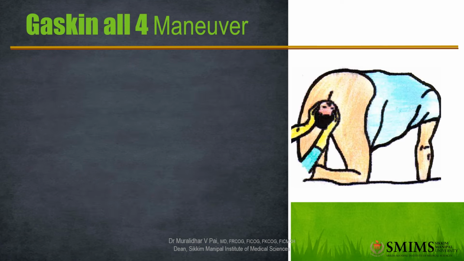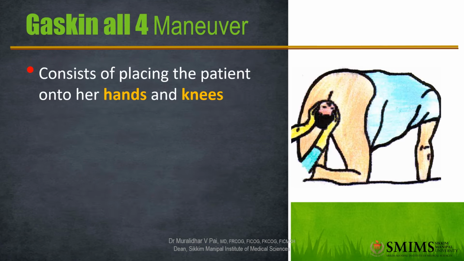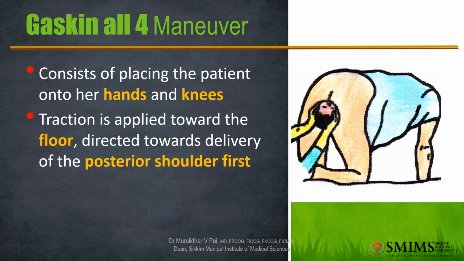In Gaskin's all-4 maneuver, the patient is placed onto her hands and knees. The traction is applied towards the floor, directed towards the delivery of the posterior shoulder first.